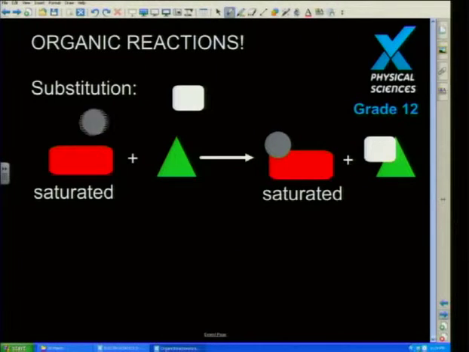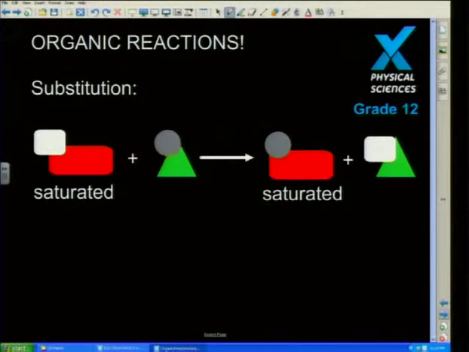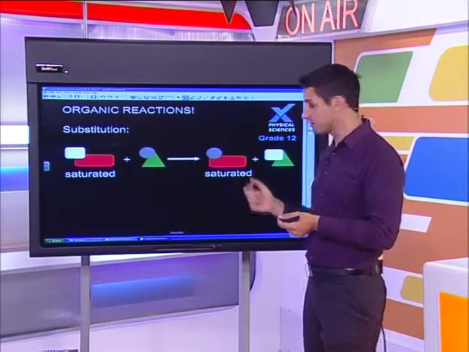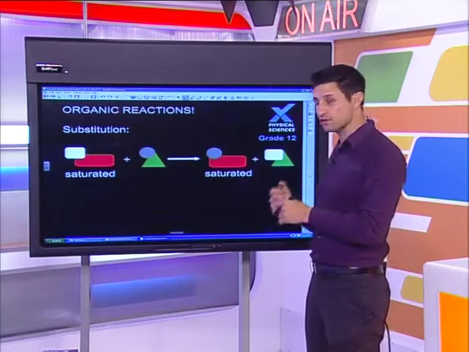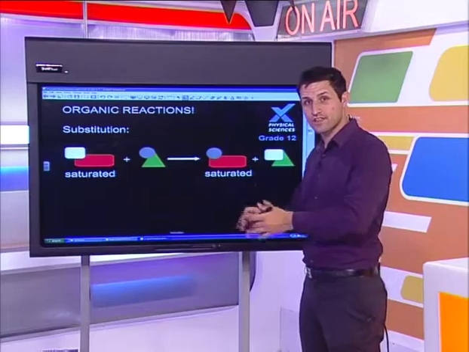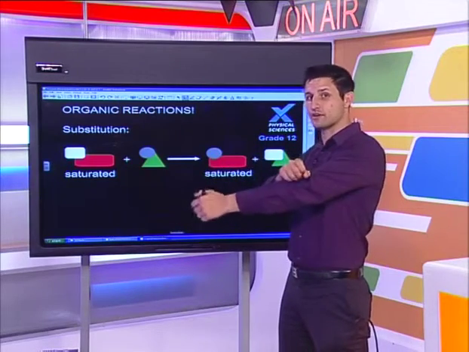I'm going to leave it in its original place, so that if you're taking notes, it's in its correct place. The white part of the molecule, whatever that was, traveled across to a separate molecule. The gray moved into its place. I hope that you can see that inside my product. Now I've got a red block with a gray circle. I've got a green triangle with a white block. I hope that you can see that there's been an exchange. They've swapped partners with each other.